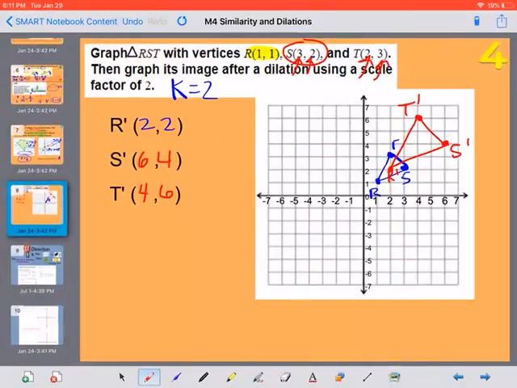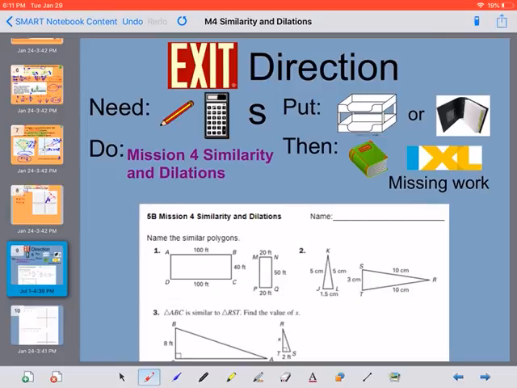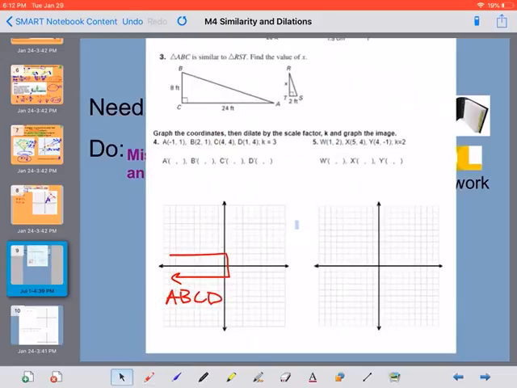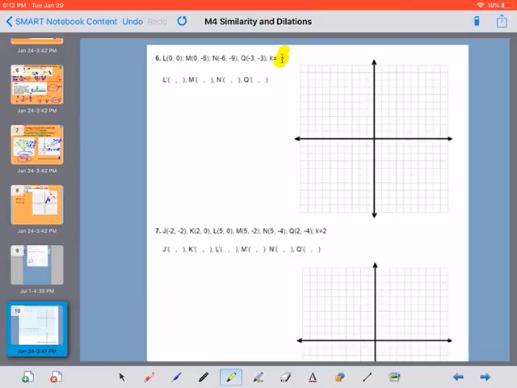Your homework will have some questions similar to this. It's going to ask you to name similar polygons, so you have to write A, B, C, D, if you go in this order, is similar to, okay, this one's turned, so you're going to have to figure out how to name that shape. Then down below, you will have to plot some points and dilate by the scale factor. K is the scale factor. And 2 more on the back. If you have a scale factor that's less than 1, you're really just dividing. So multiplying by 1/3 is the same as just dividing by 3. If you have trouble with that one, we'll go over that one.